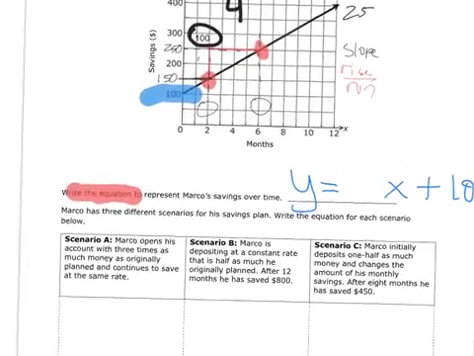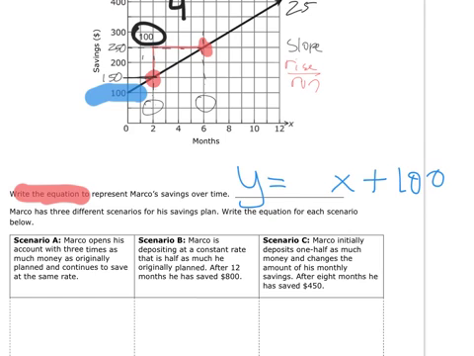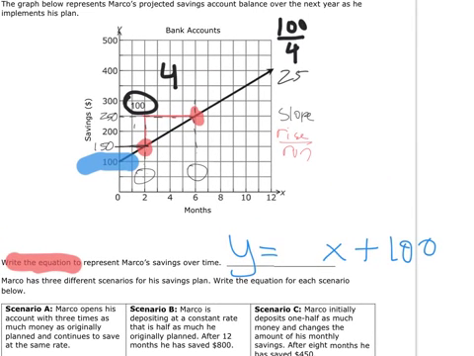Okay. So, write the equation to represent marker savings over time. We have y equals, we said our slope was 25. So, y equals 25x plus 100. And that is the slope we're talking about.